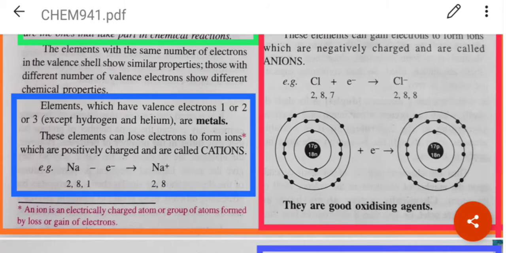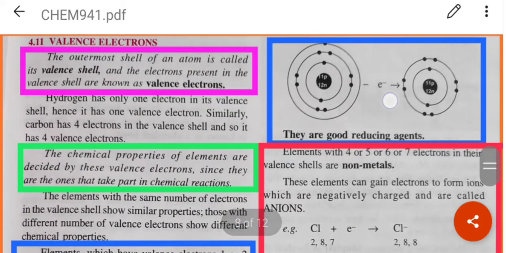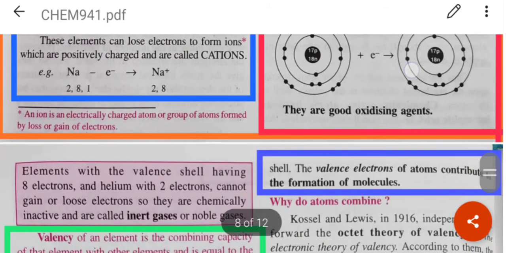Why? Because what is oxidation? Oxidation is loss of electrons. So the non-metals help in the process of oxidation. How? Because they can gain the electrons which are lost during oxidation. Okay. So these 2 points you are going to keep in mind. What are those? Metals are good reducing agents and non-metals are good oxidizing agents.